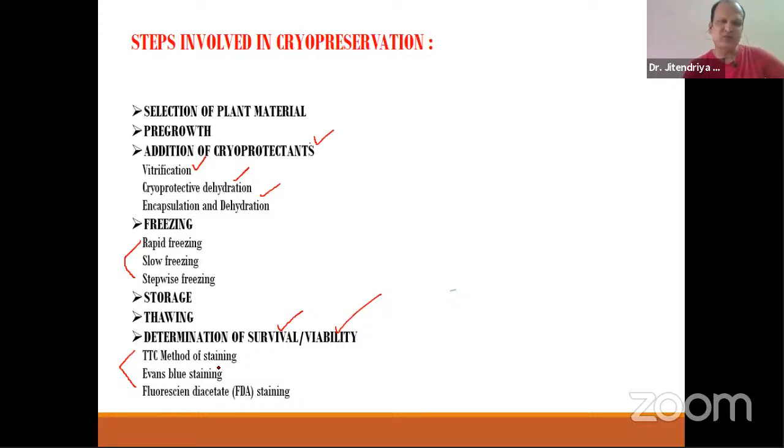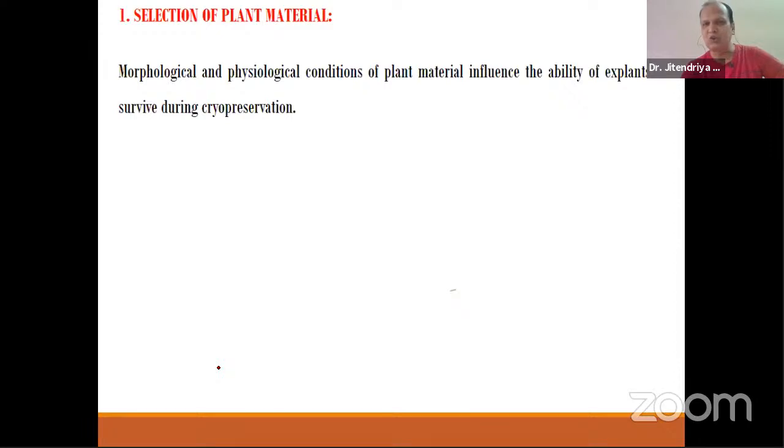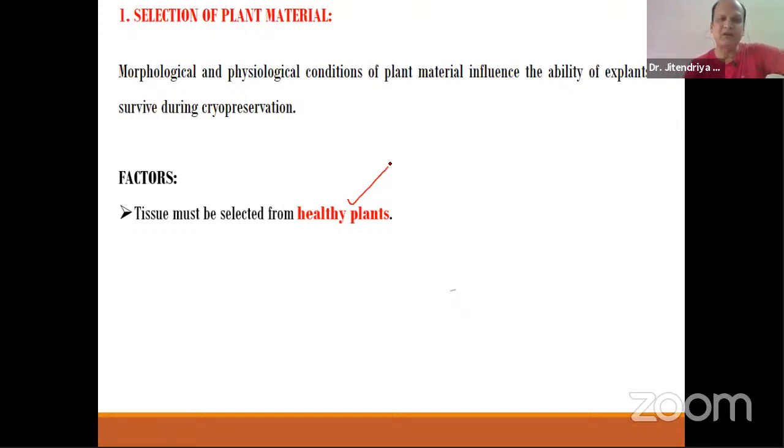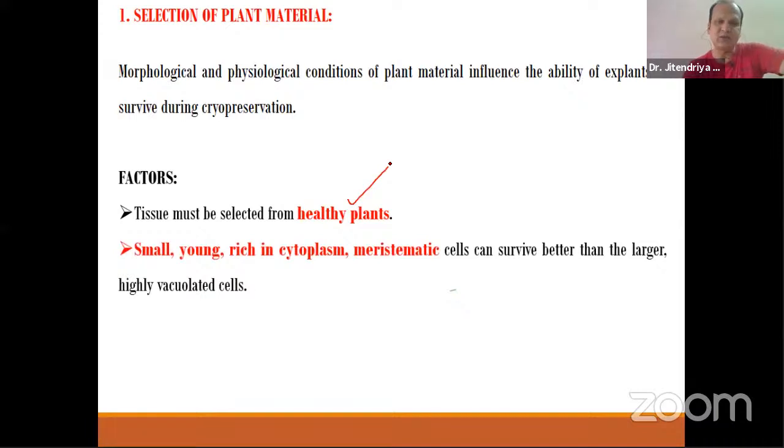So let us start with the first one, that is selection of plant material. Depending upon the stage of the plant, if you are going to preserve, then you have to decide at which stage of the plant we should take those plant materials for preservation. The best factor is the plant must be a healthy one. Whichever tissue we are going to take for this preservation, the plant must be in a healthy status. And importantly, which cells can be taken, this one is important.